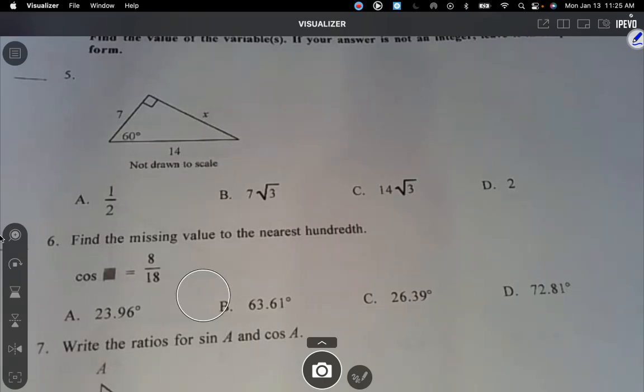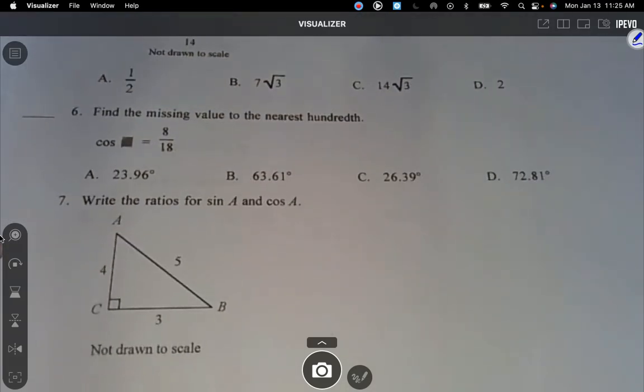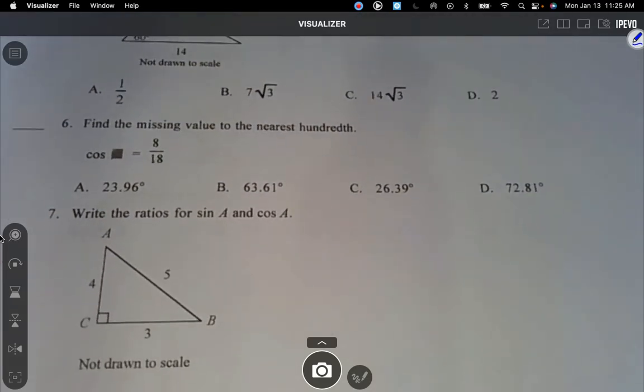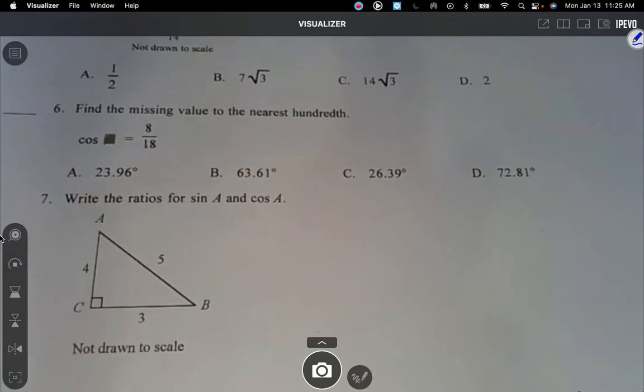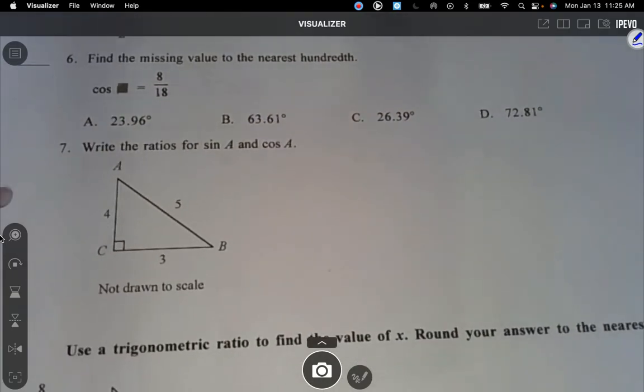Okay, next we have number 6. This one, now we're getting into SOHCAHTOA, although this one's a little different. It wants me to find my angle. This is a calculator problem. All you have to do is type in your calculator. But what do you have to do to solve for that angle? You have to what? Inverse, yeah. You have to move the cosine. So what you do is cosine inverse of 8 over 18. Just type that in your calculator. What did y'all get on this one?